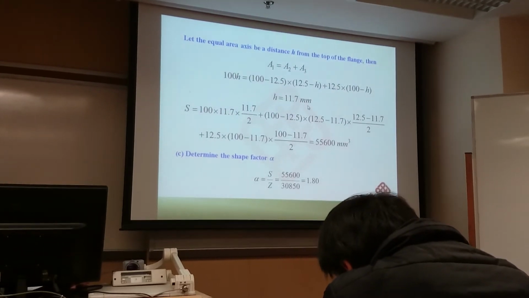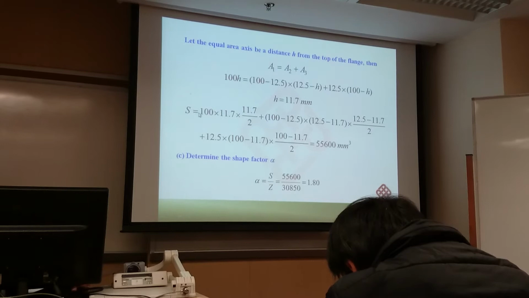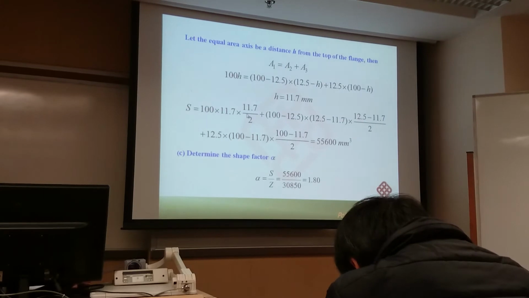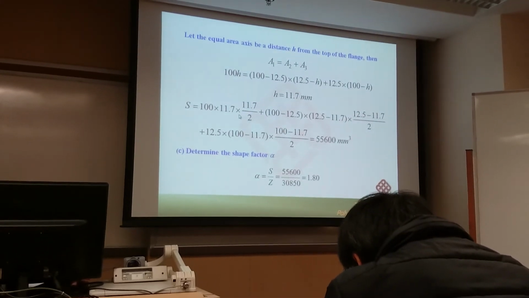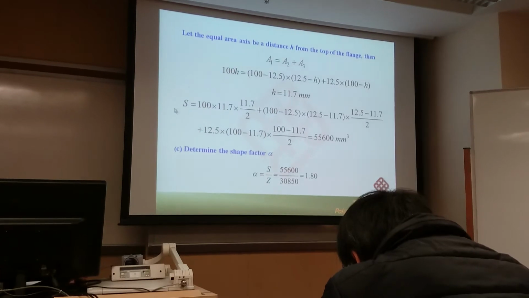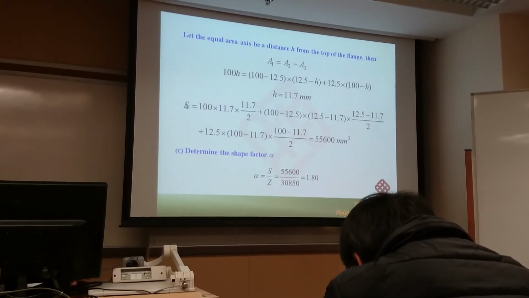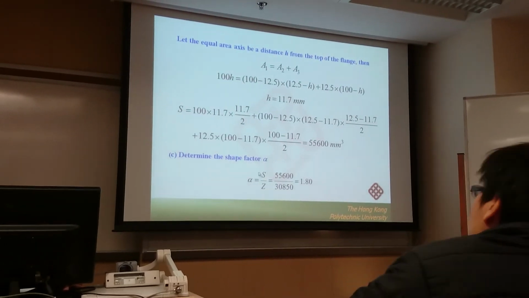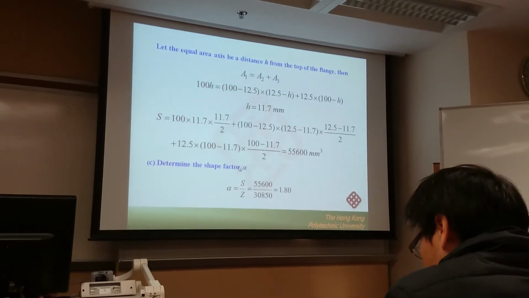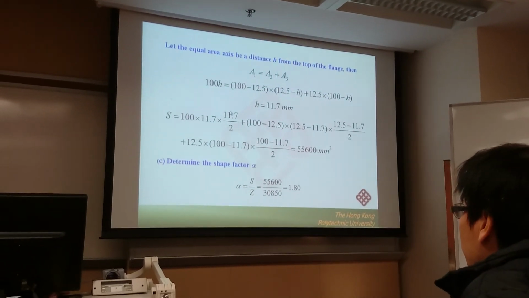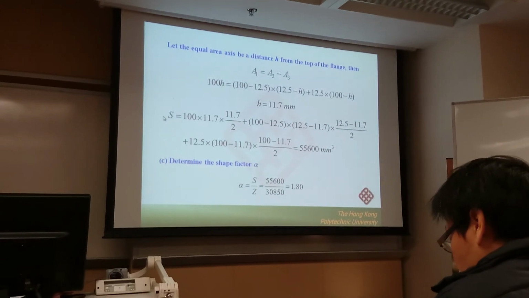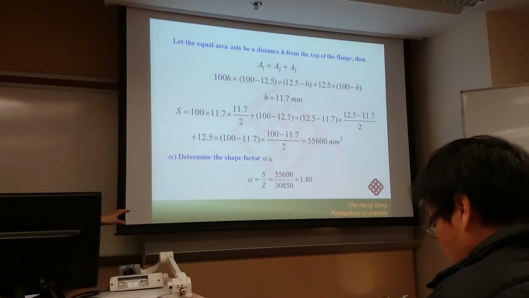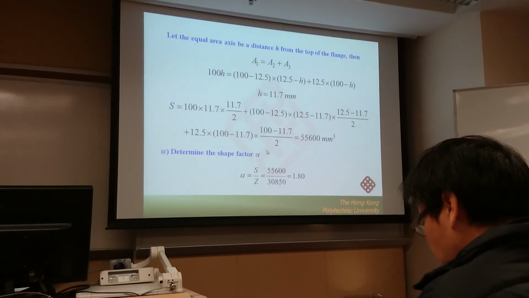After obtaining the H value, you can obtain the areas A1, A2, A3, and then find the distance between the centroid of each of A1, A2, A3 and the location of the equal area axis. We are then able to obtain the plastic modulus. After obtaining the elastic modulus and the plastic modulus, we can obtain the shift factor. But as I mentioned, you just need to understand how to calculate the plastic modulus. I hope you can fully understand this example, because I will try to put this question again in the final examination. Okay, that's all.